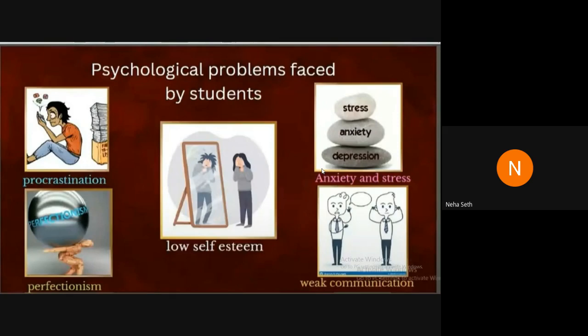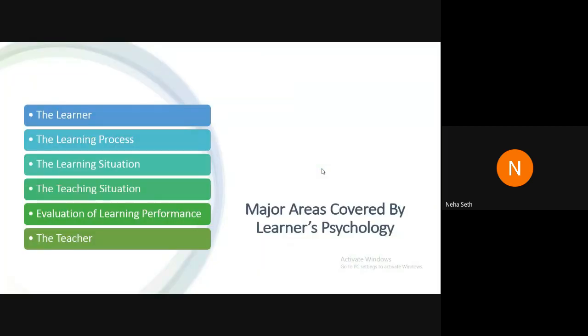Please come to the next slide. Then there are certain areas that are covered by learner psychology, or the psychology in the classroom. These are the things that we need to take care of, or I can say these are the elements which are actually covered under learner psychology.